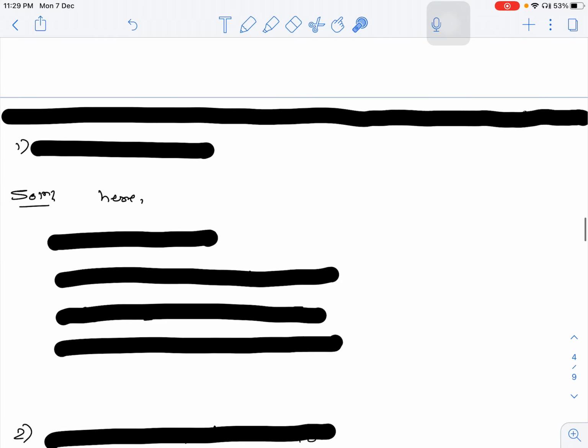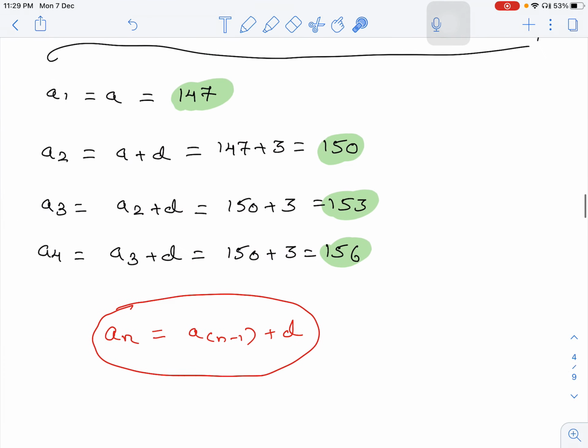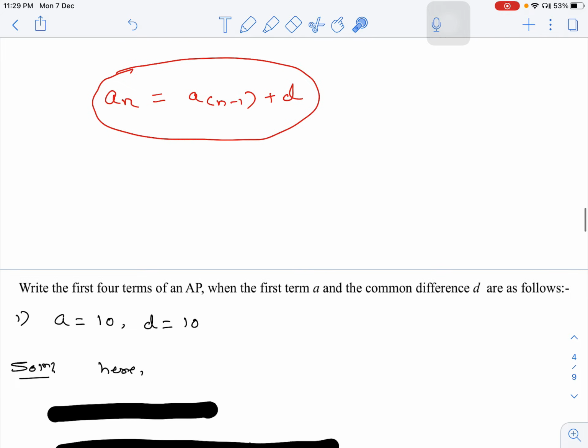For example, here it is given: write the first four terms of an AP when the first term A and the common difference D are as follows. Here the value of A is 10 and D is also 10. Now what we have to do? We have to find the first four terms. So we write A1 as A, A2 as A plus D, A3 as A2 plus D, A4 as A3 plus D.